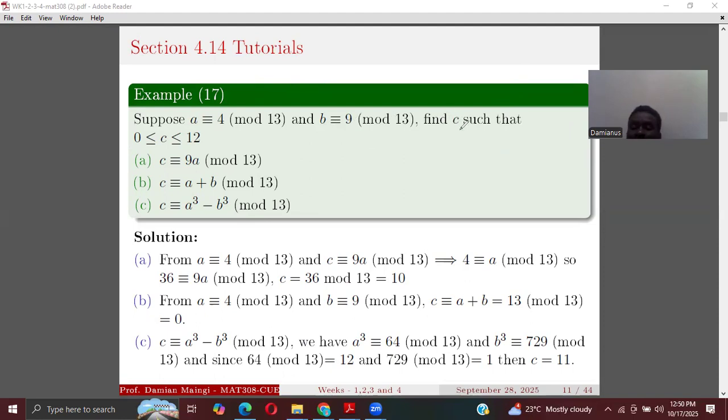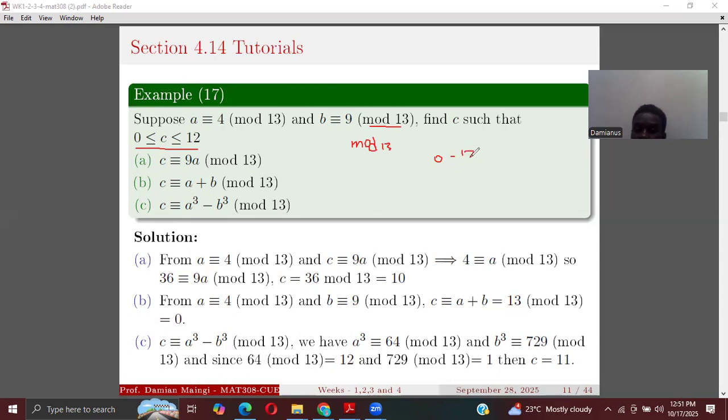So find c such that c lies between 0 and 12. Remember, when you had modulo 11, it was 0 to 11. So when you talk about modulo 13, this is what you have. It means that modulo 13 is just 0 to 12.